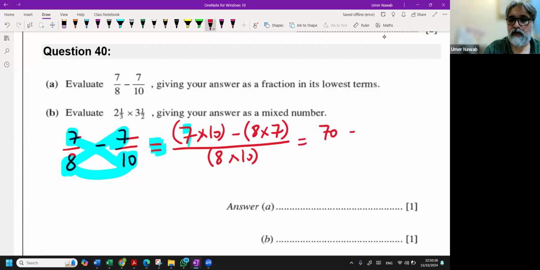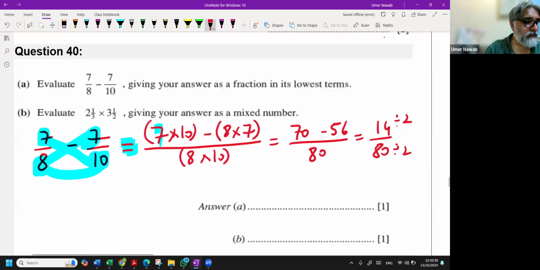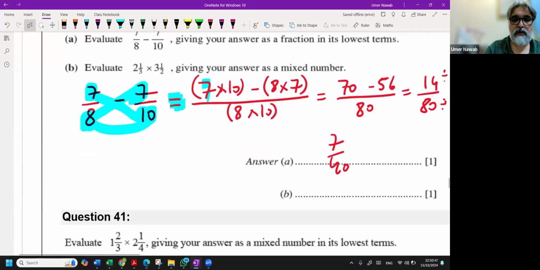Now 70 minus 56 over 80. So 14 over 80, divided by 2, divided by 2, that gives you 7 over 40. So 7 over 40 is my answer. Next question is on multiplication.